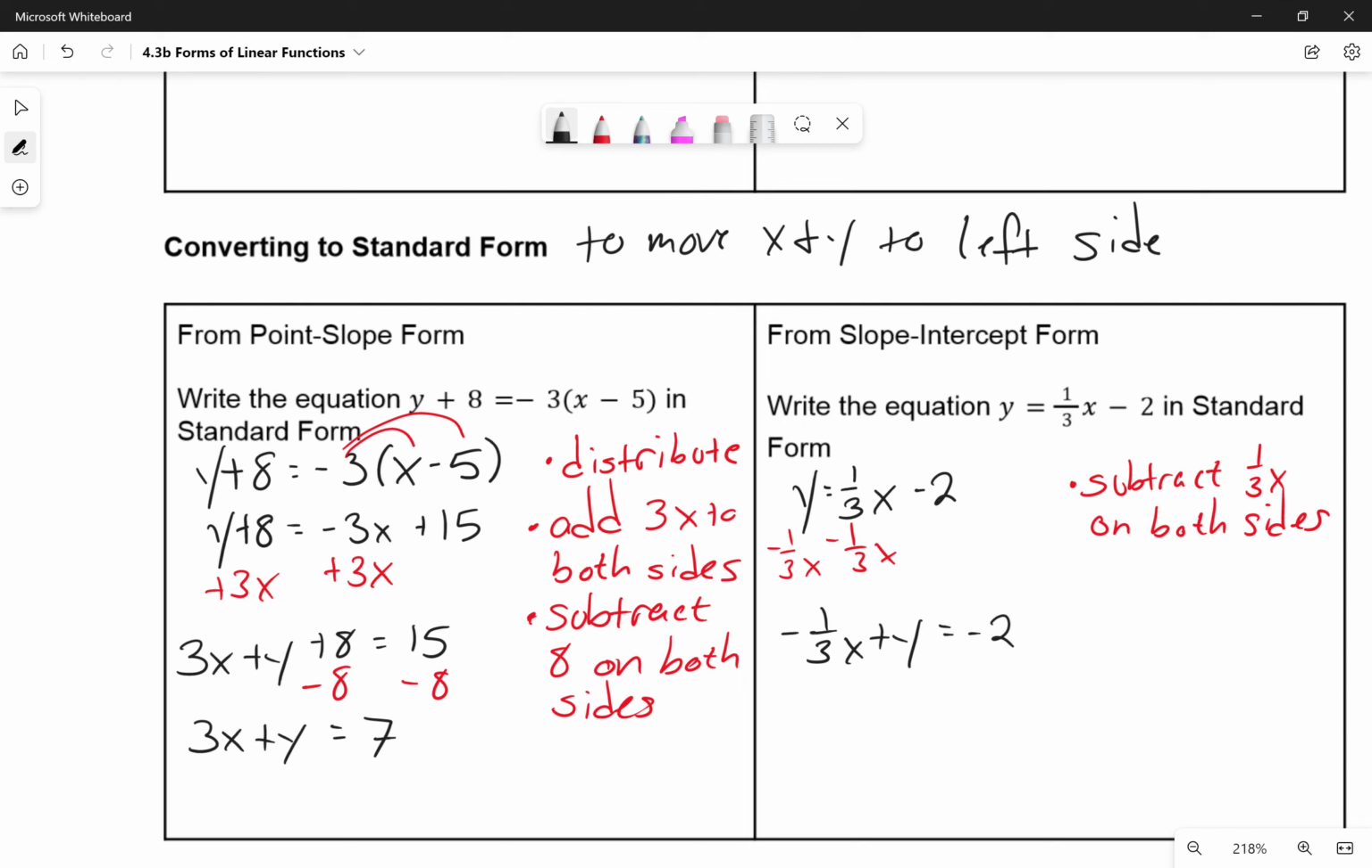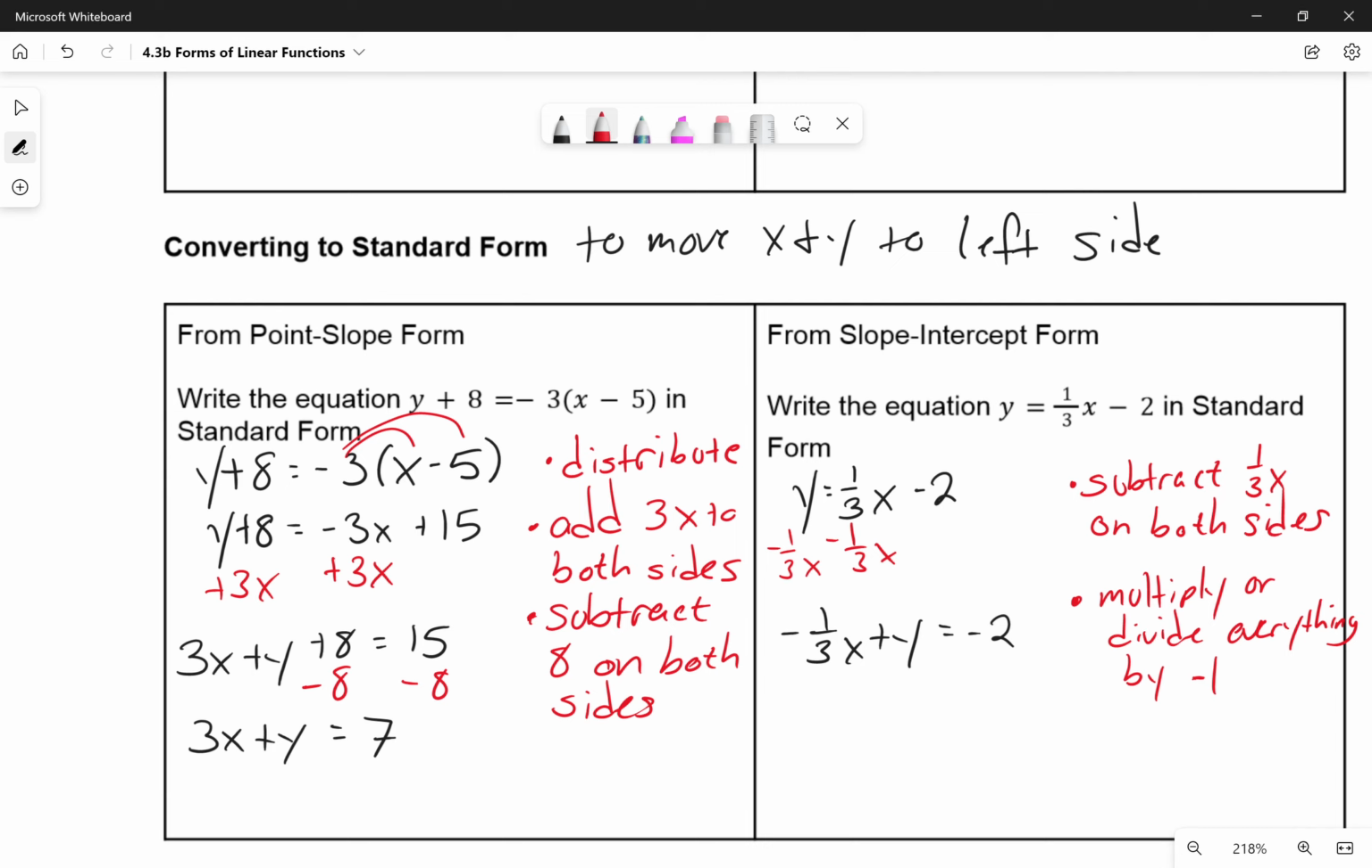But we have an issue. Our coefficient in front of x is negative. So we need to turn that positive. You can do that one of two ways. You can either multiply or divide everything by negative 1. Since they both have the same outcome, that is why it is okay to multiply or divide.